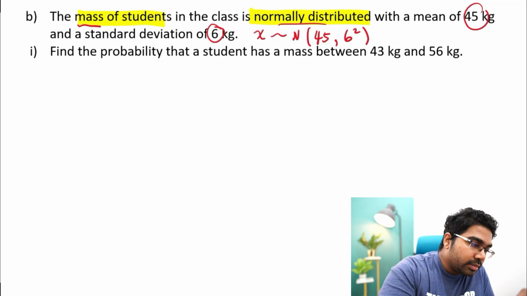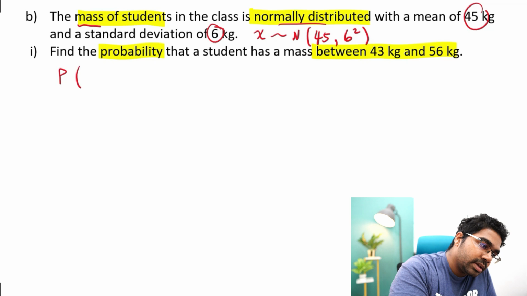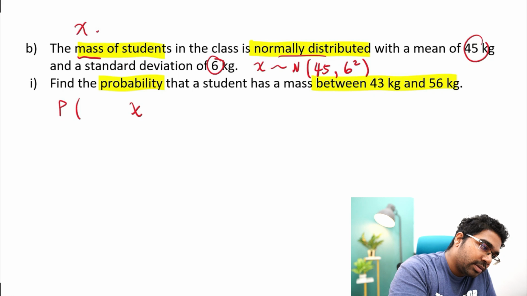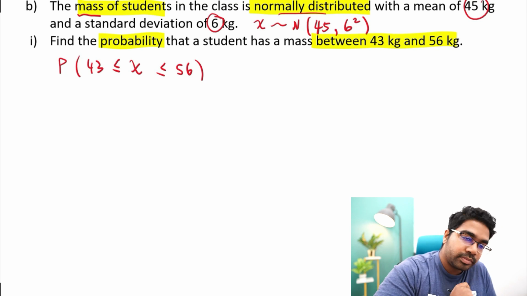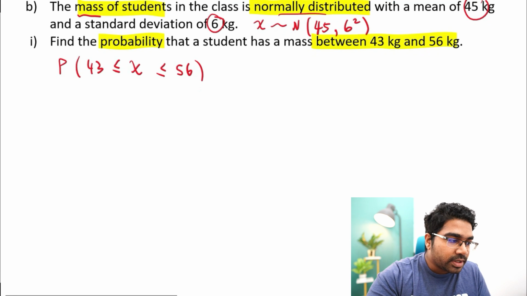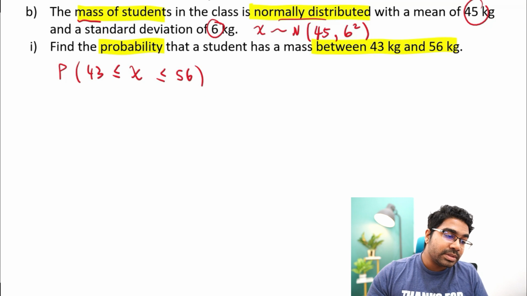So find the probability that the student has a mass between 43 and 56. So what we want to find here is the probability that the data x, we have already defined x. X is the mass. This is our data. This is our random variable, mass of students. So we want to find the probability that x is more than or equal to 43, less than or equal to 56. When we are looking at data that is normally distributed, when we want to find the probability, we use standard normal distribution. So first we have to convert to z-scores.